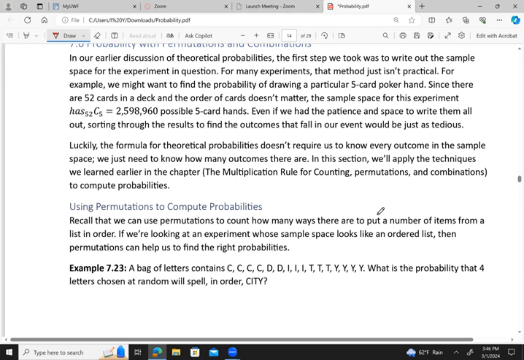Luckily, the formula for theoretical probabilities doesn't require us to know every outcome in the sample space. We just need to know how many outcomes there are. In this section, we'll apply techniques we learned earlier in the chapter, such as the multiplication rule for counting and our permutations and combinations, to compute probabilities.